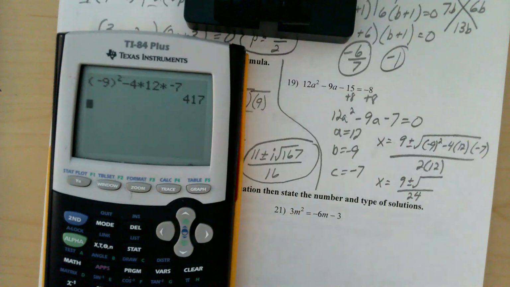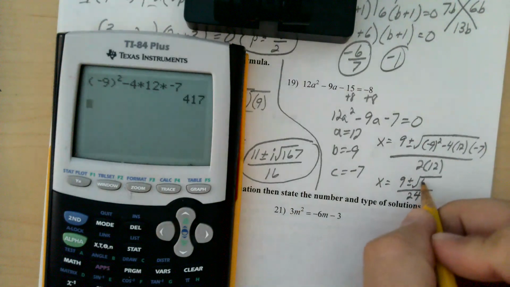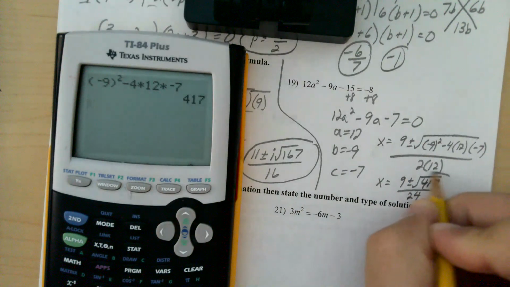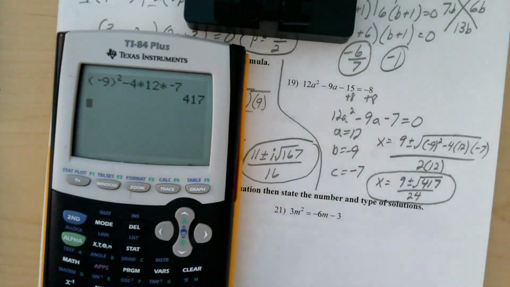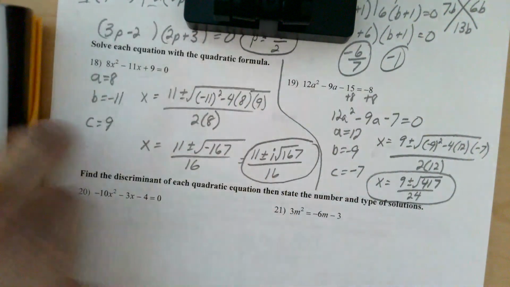Hit enter, and I see it's a 417. I write 417, and I'm finished. Okay, I don't need the decimal answers. I don't need you to tell me 9 plus the square root of 417, enter, divide by 24. I don't need that for your test.